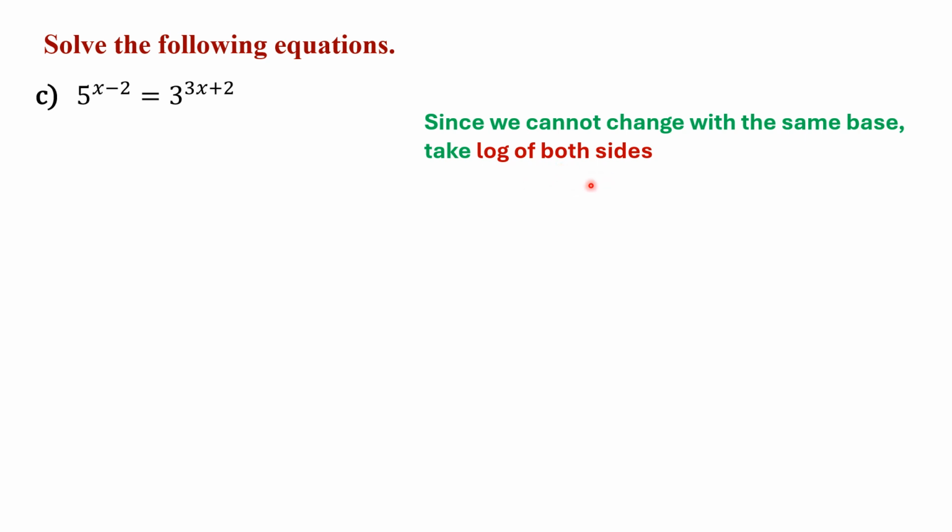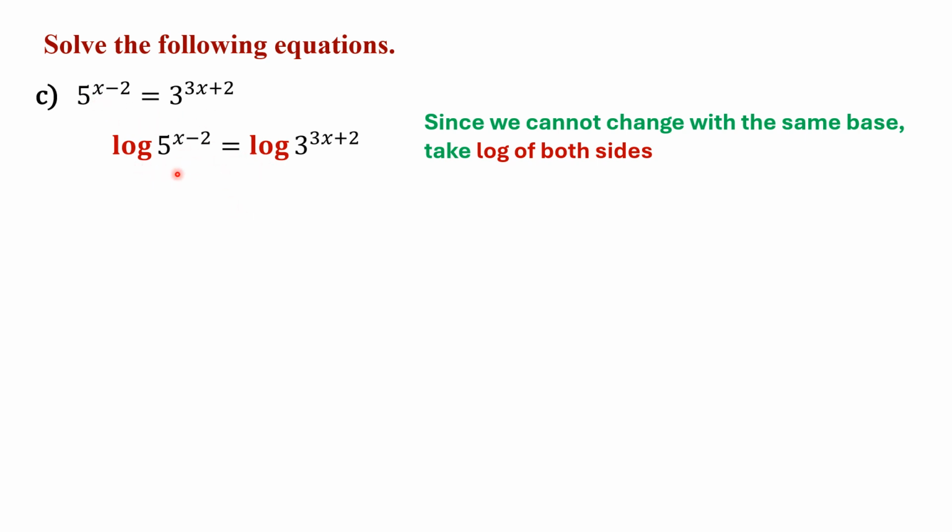Taking the log of both sides, we will have log of 5 to the x minus 2 equal to log of 3 to the 3x plus 2. The idea of taking the log of both sides is that if the unknown variable x is in the power, the only way to put this as a coefficient is to have a log in these two. So that's why we took log of both sides.